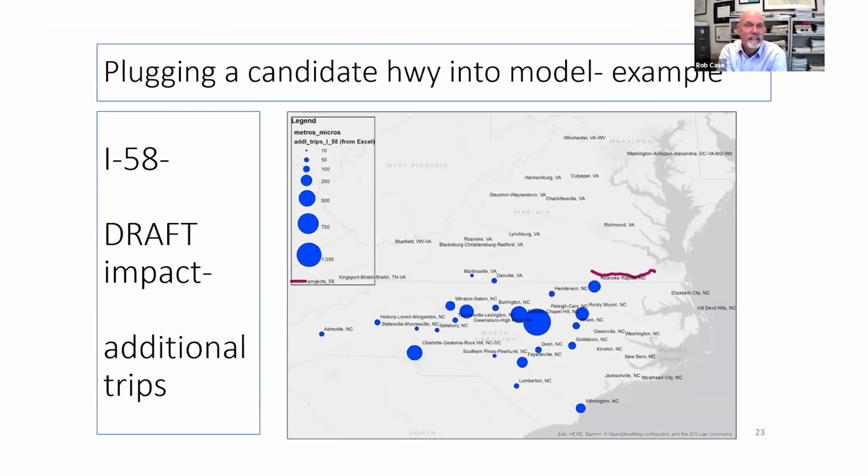Then lastly, this is an example where we plugged in the travel time savings of one project, which would be an improvement of US 58, doing with and without, and seeing the additional trips with this reduced travel time. And so not surprisingly, you got these additional trips in Western Virginia and in North Carolina, because this is what the highway serves. And the biggest circles are the biggest and closest areas, so Raleigh and Charlotte and that kind of thing.